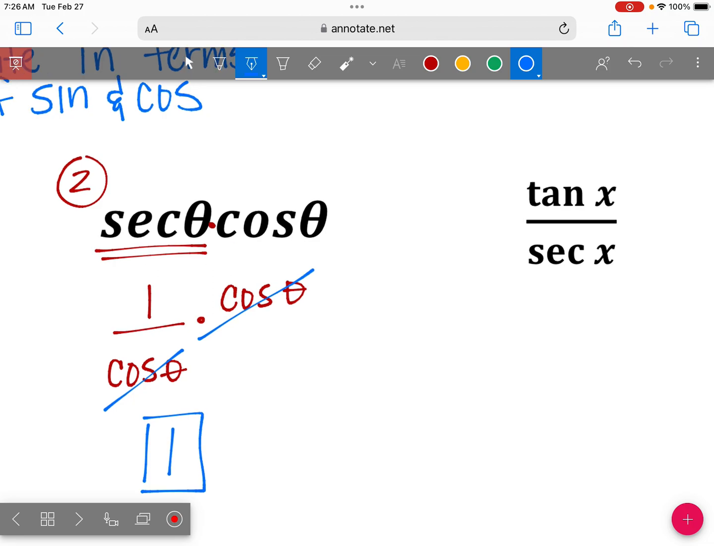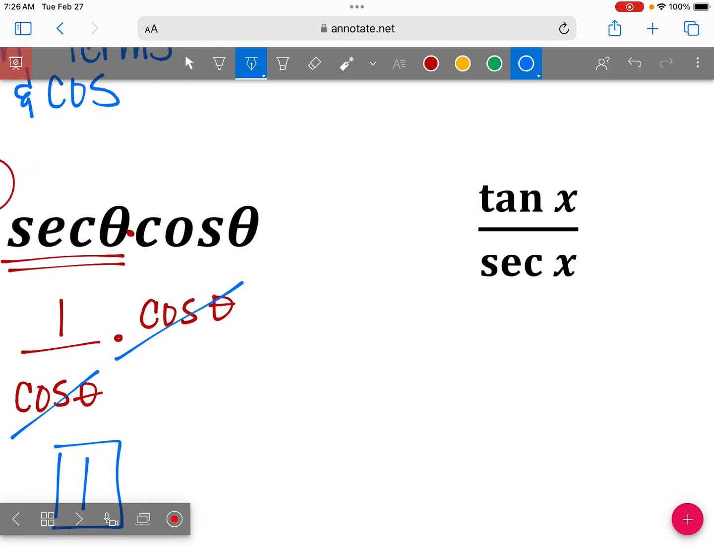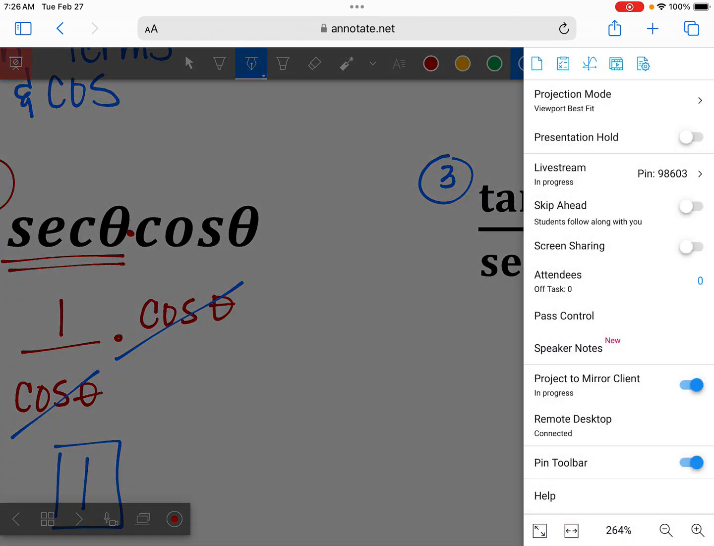All right, I want you to try to do number 3 by yourself because number 3 is very similar to number 1. So I'm going to give you about 60 seconds or 2 minutes to try to work through that one by yourself. Take tangent divided by secant.